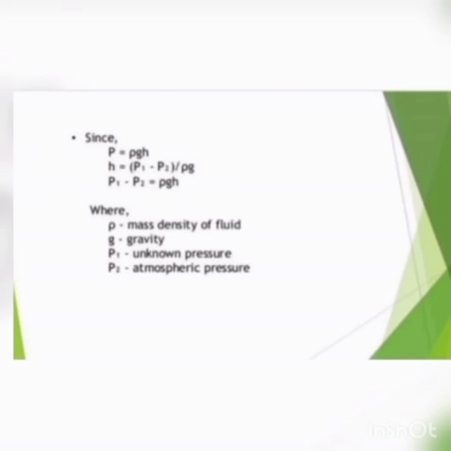Since P is equal to ρgh, h is equal to (P1 minus P2) upon ρg. P1 minus P2 is equal to ρgh, where ρ is the mass density of the fluid, g is gravity, P1 is the unknown pressure and P2 is atmospheric pressure.